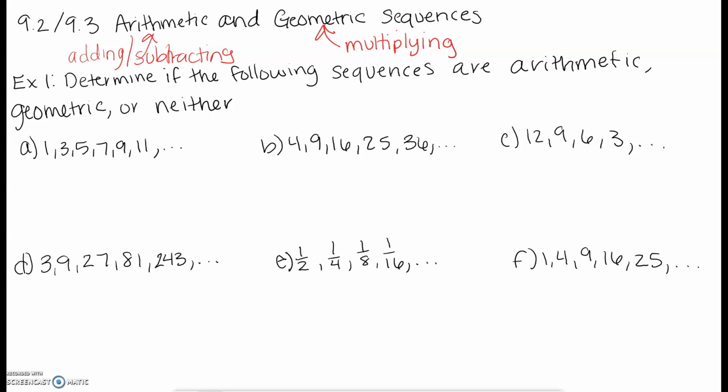So here we are adding 2 each time. So this one would be arithmetic. This one here, adding 5, 7, so it's not that. Multiplying, no, not by the same, so this one would be neither. And this one, see that it is subtracting 3. So this one is also arithmetic.